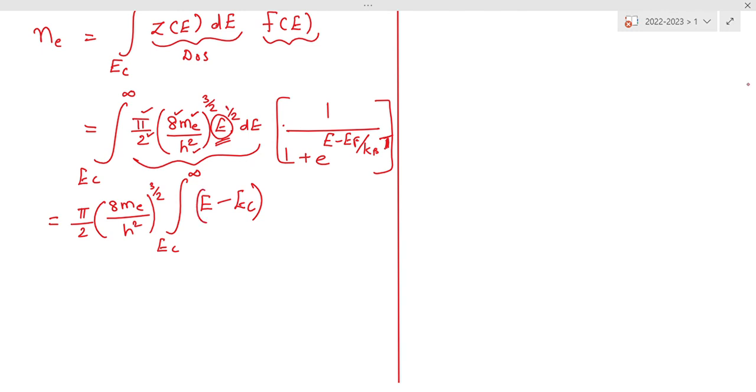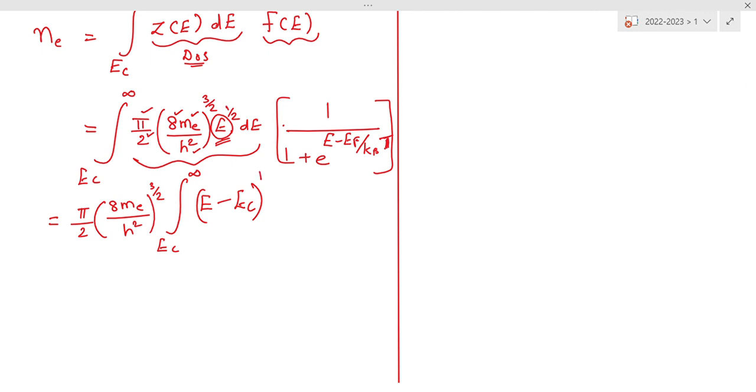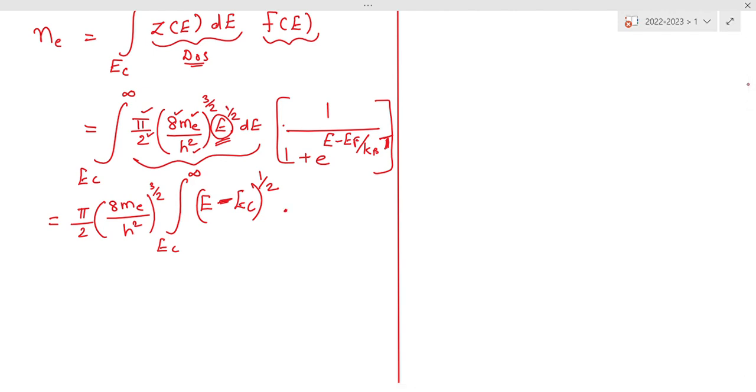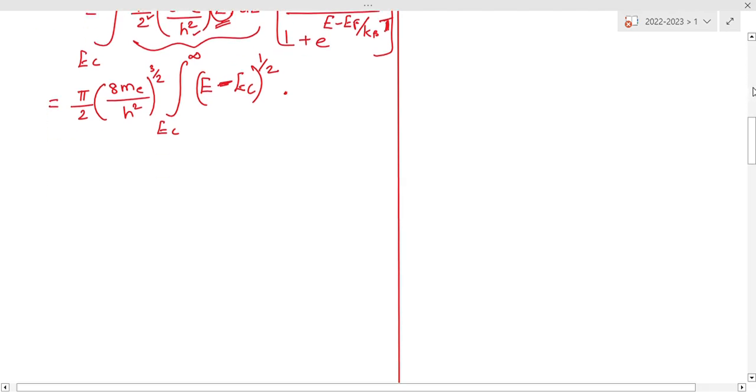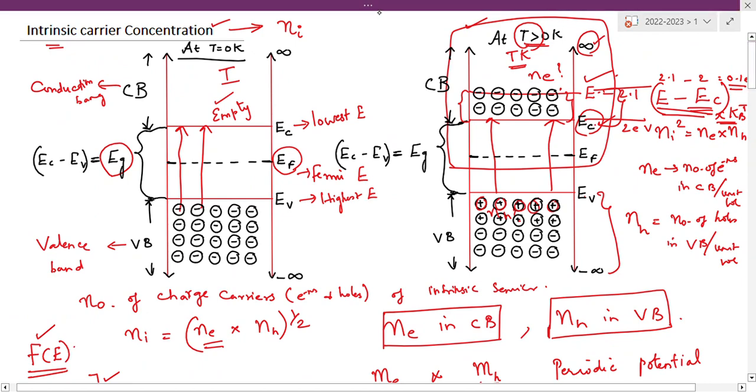So this is the density of states for metals. It is rewritten for semiconductors in the case of electrons in the conduction band of the intrinsic semiconductor. So E is replaced by E minus EC power half. Now 1 by 1 plus e power E minus EF by kBT. To explain this, look at E minus EF here.